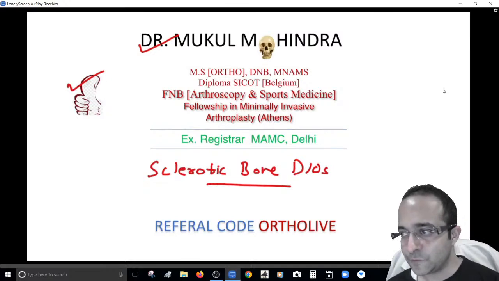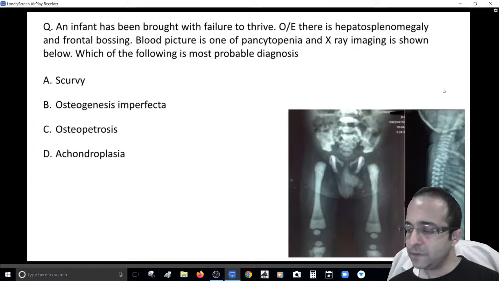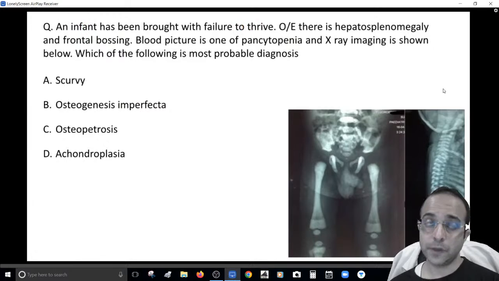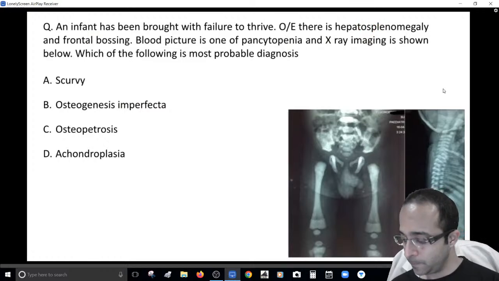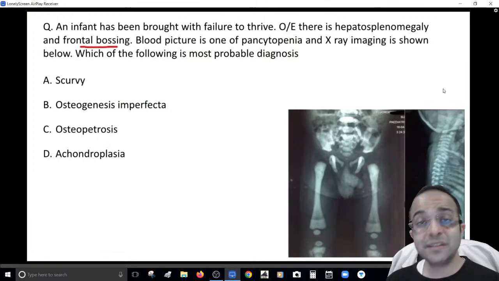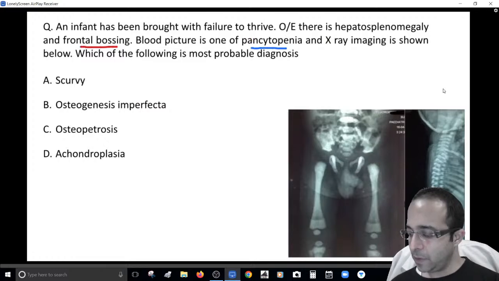So without wasting much time, because it's a short session, I'll just quickly start with a discussion of a couple of questions and explain the answers. So when infants come to you, the problem is failure to thrive. So there seems to be something serious. The infant's got hepatosplenomegaly, frontal bossing. So this bossing means thickening. The blood picture says there's pancytopenia, and an X-ray image is shown here very nicely.